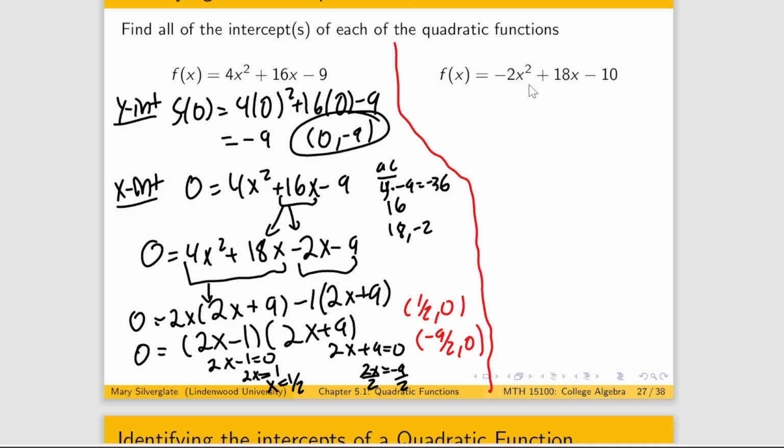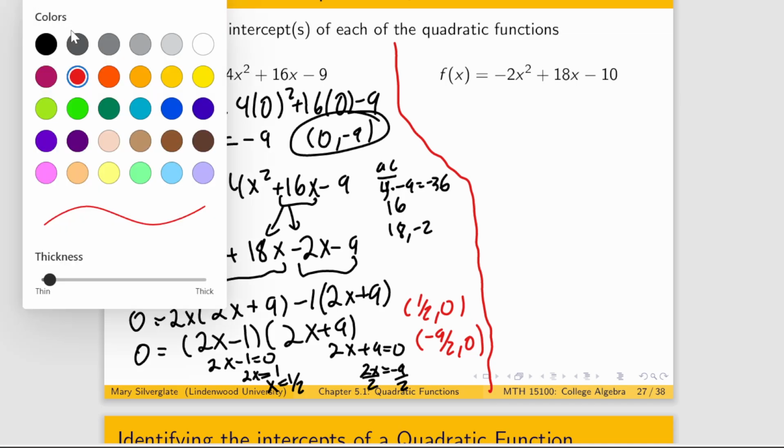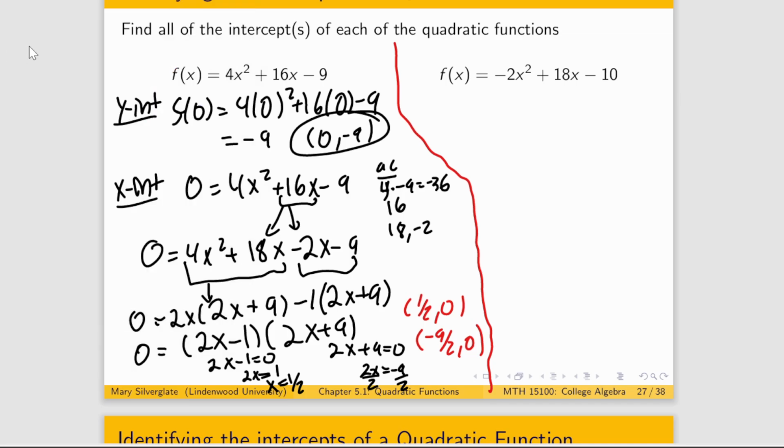For the next one, this is a case where it's going to save yourself a lot of grief if you first pull out their greatest common factor. And what is their greatest common factor? That would be 2, and in particular, this first term being negative, if you can pull out a negative as well, I would strongly recommend that, because if you can factor, it's going to make your factoring easier. So if I pull out a -2, -2x squared divided by -2 leaves me with +x squared. Positive 18x divided by -2 leaves me with -9x. -10 divided by -2 leaves me with +5.